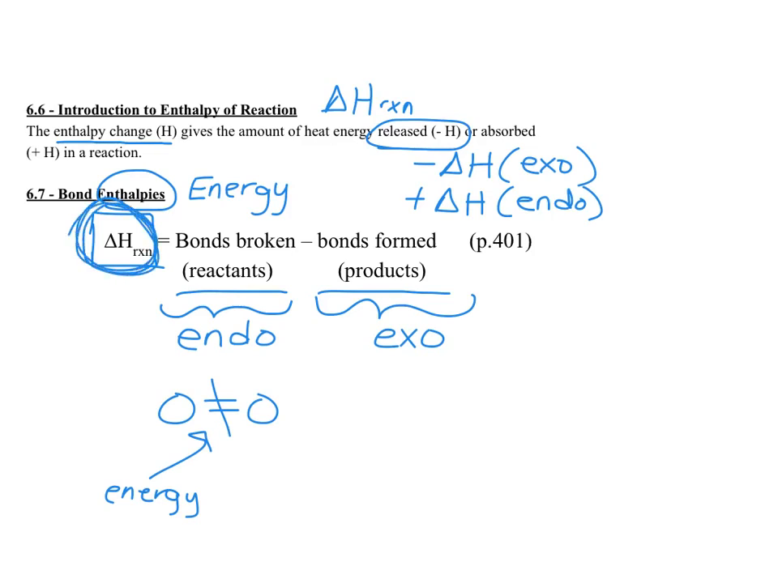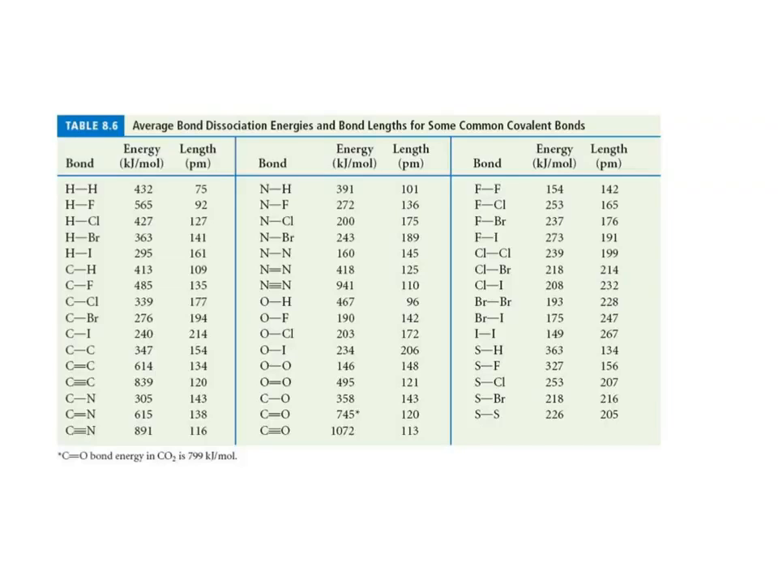The difference between those bonds being broken and bonds being formed is going to give us the change in energy for the whole reaction. Now, on page 401 of your book, there is a list that looks something like this, and it shows all of these different bonds and the energies that are associated with them. For the purposes of calculating delta H, the bond length is not really important, but it's the bond energy that we care about to calculate delta H for the overall reaction. So here's what that's going to look like.